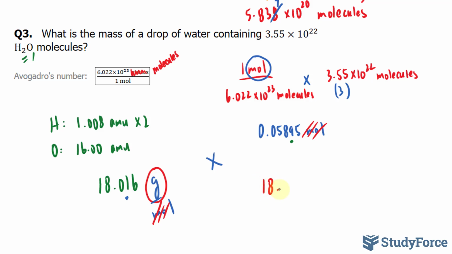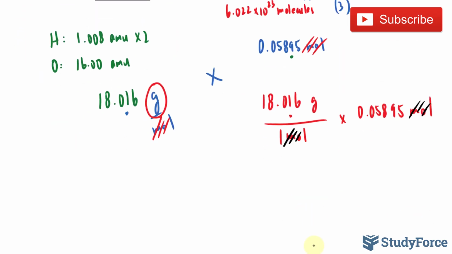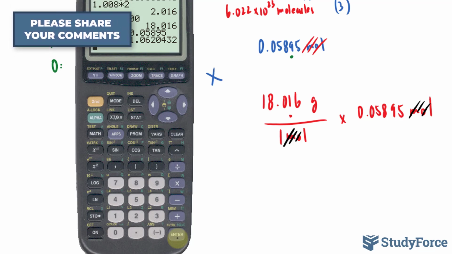We have 18.016 grams per every 1 mole times 0.05895 moles. The moles cancel out. Now it's a simple calculation. 18.016 times 0.05895, and we end up with 1.0620 grams.